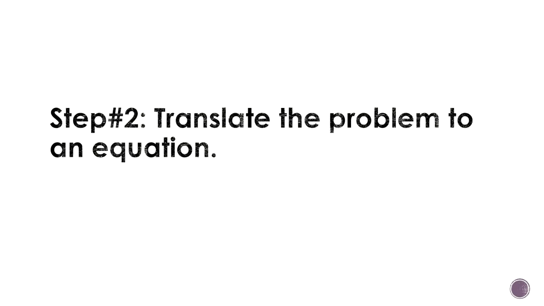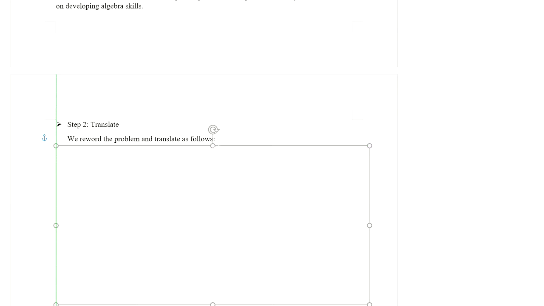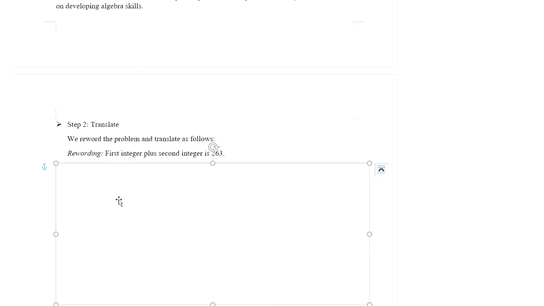Step 2. Translate the problem into an equation. We reword the problem and translate it as the following. Rewording: the first integer plus the second integer gives us 263.